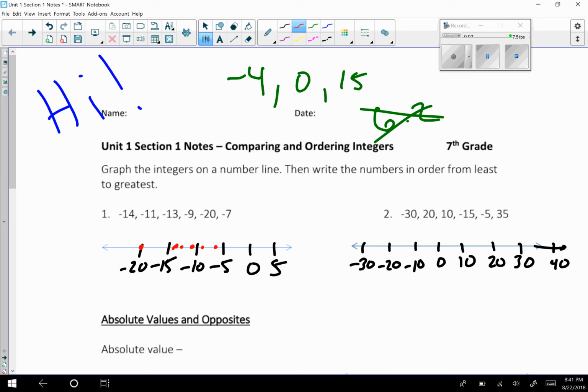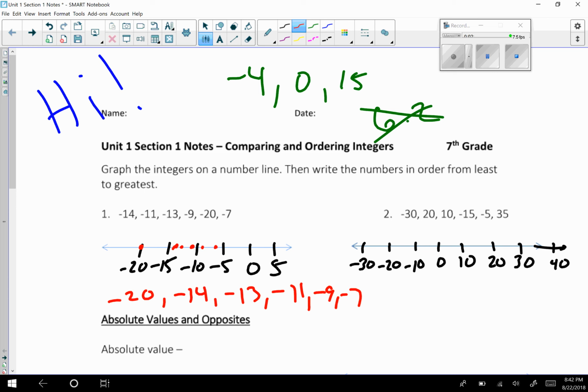The next step is to then write the numbers in order from least to greatest. So when I look at my number line, I can just go from left to right. So that means that my least integer is going to be -20. My next one's going to be -14, -13, -11, -9, and -7. So now I've got those in order from least to greatest.